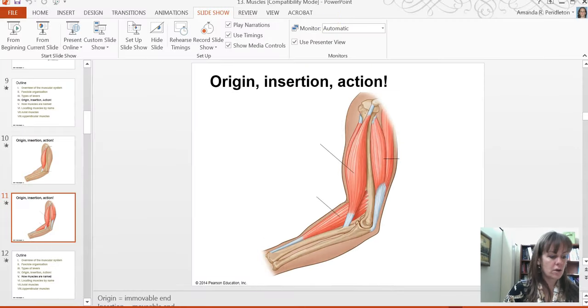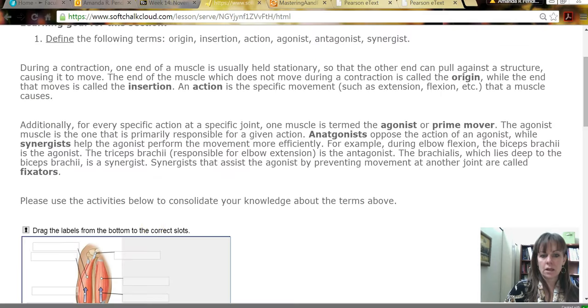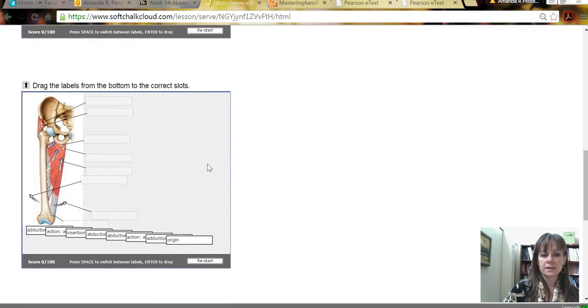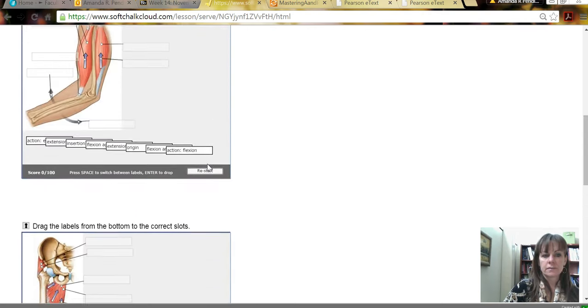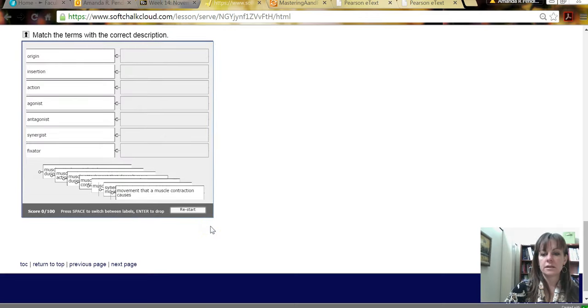In your notes packets, given what we've talked about, I'd like you to look at these terms and write in your own words what these terms mean. And then if you go back to your homework activity, there are a couple of different activities that will help you make sure you understand these concepts.